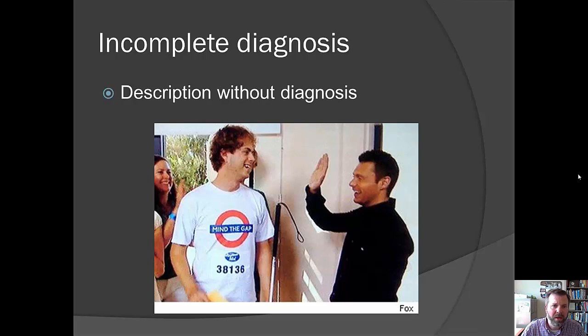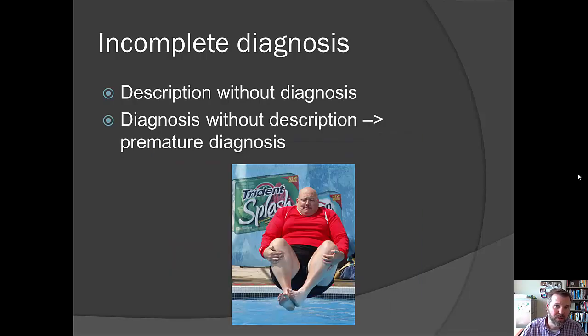That's the problem. The other thing we can do is make a diagnosis and not describe. And honestly, this is what happens more often: we make a premature diagnosis. We just jump right in. And the problem with this is, what if we got it wrong? If we don't have a rich description, we can't fully individualize our treatments. So both of these are problems, and both are things we're going to want to watch out for.